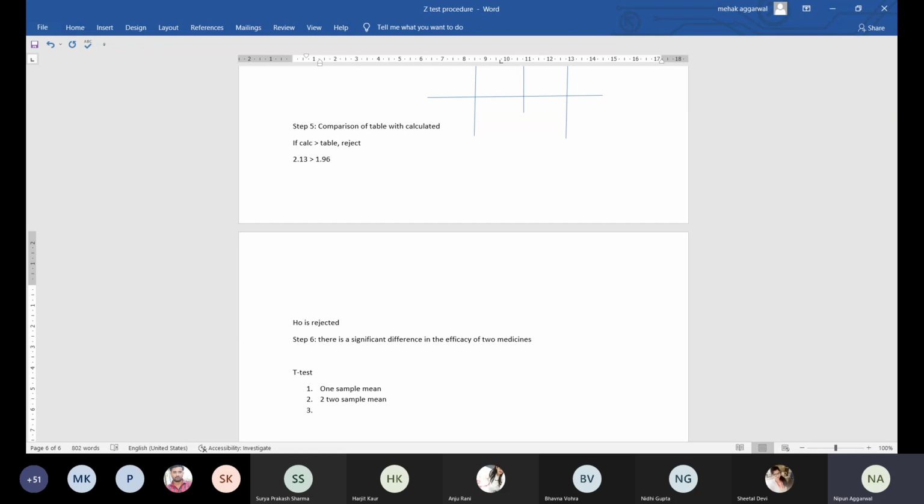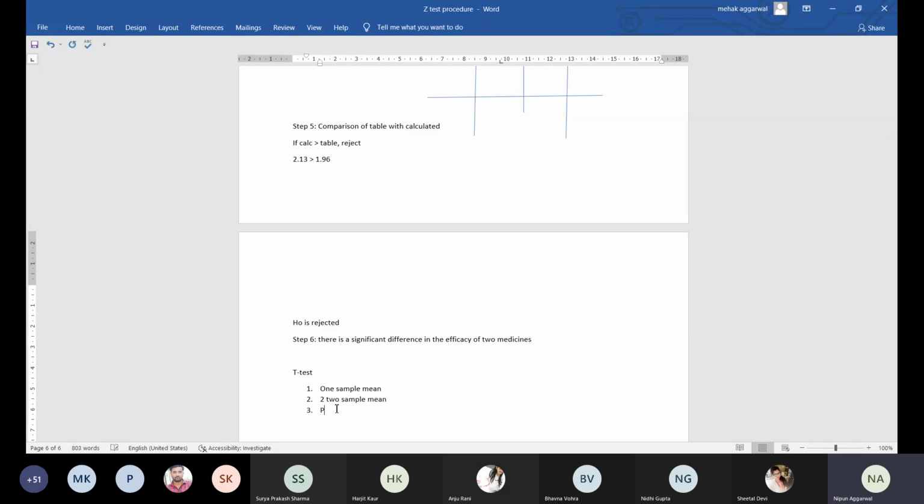So 1 sample T test and the 2 sample T test. And the third one is, and here there will be no cases of proportions because already the sample size is less than 30. So it is, you can say, illogical to say the proportions out of 30. 30 is the maximum size. It is illogical to say that 5 individuals out of 30. So that's why there are no cases of proportion in case of T test.